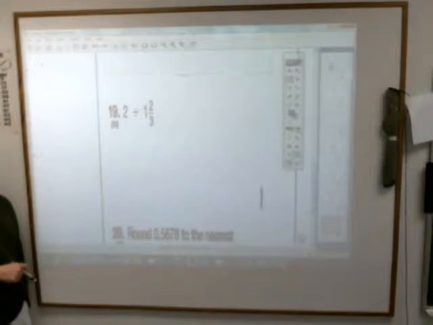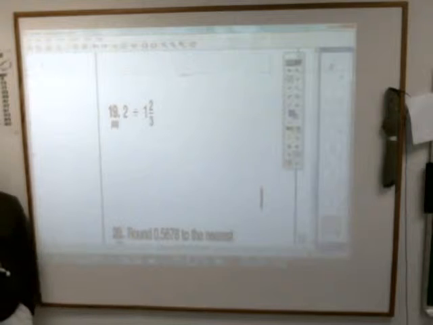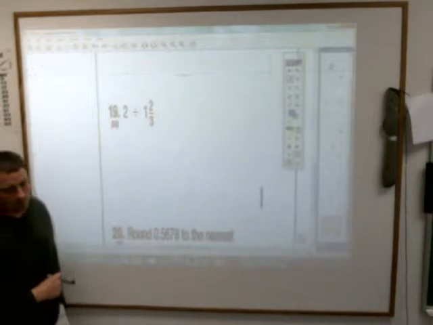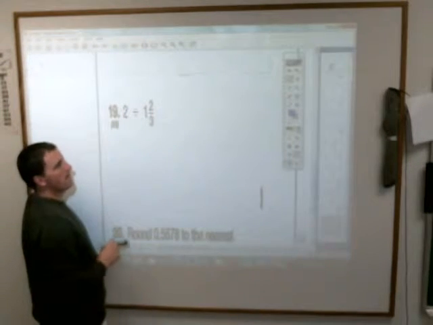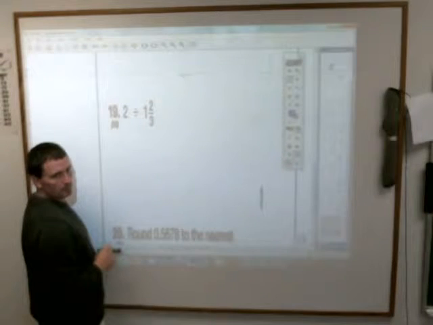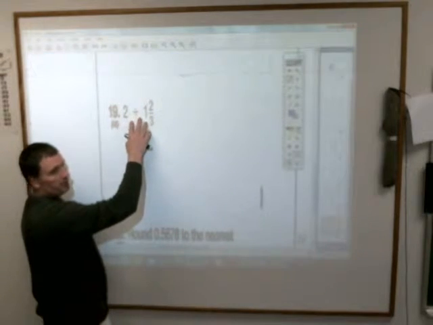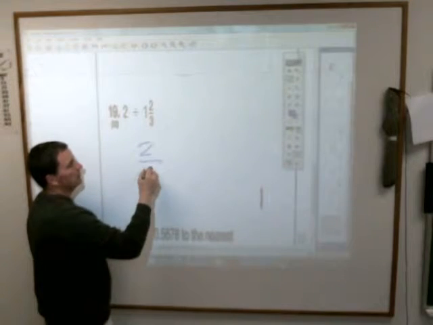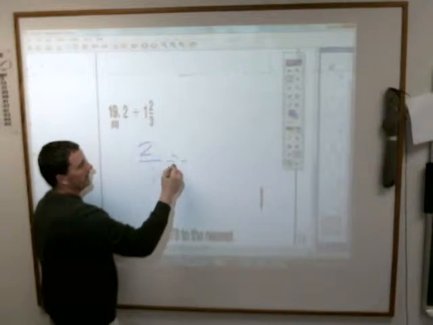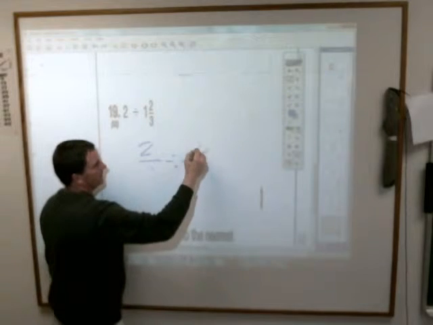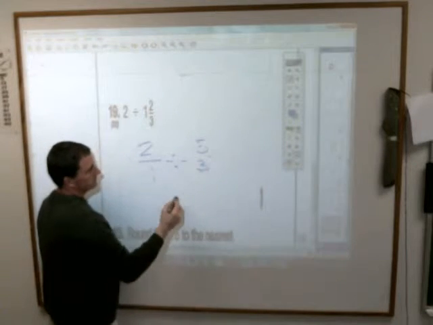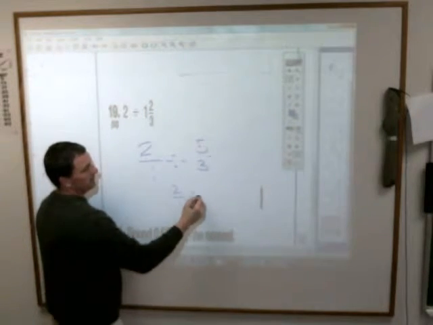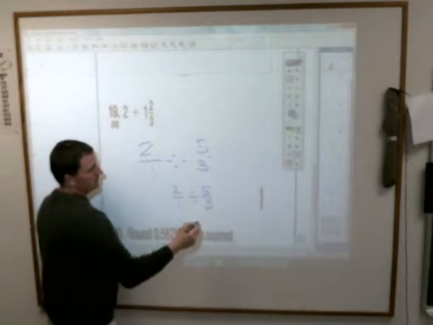Who can walk me through this? What's the first step in this problem? Jacob? Turn the 2 and the mixed number into improper fractions. Make them both improper, by the way. Change them both to fractions. So this becomes 2 over 1 divided by 5 over 3.